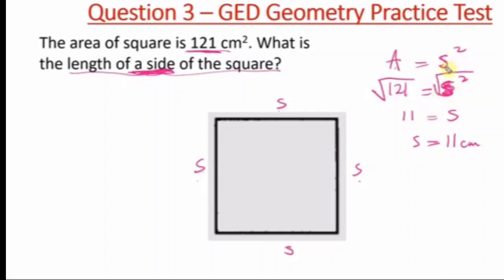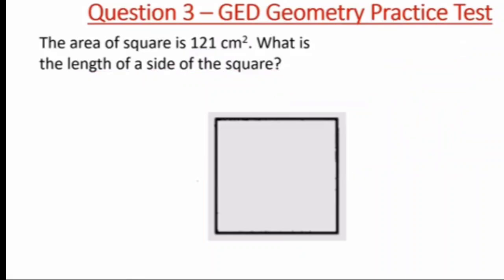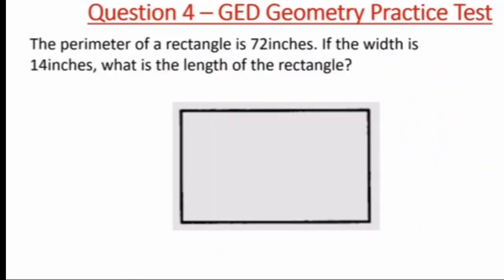So when you have something like this, and you are to find only S, you square root both sides. You find the square root of this, it gives you S. The square root of 121 gives you 11. So our answer is what? 11. This is the length of the side of this square, 11. Let's go to the next question.